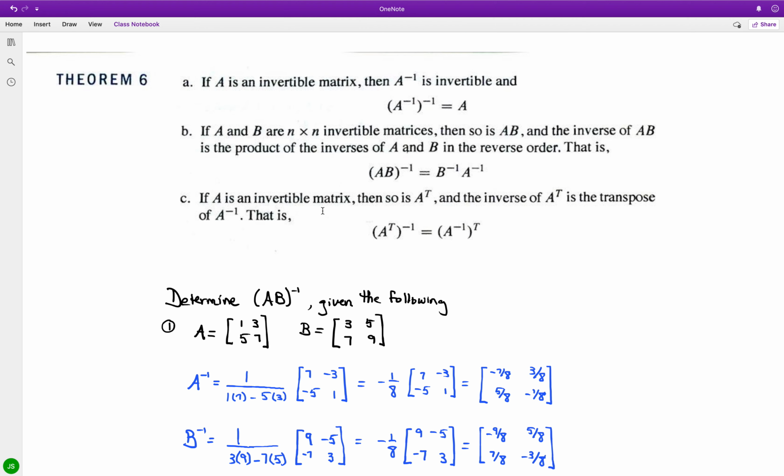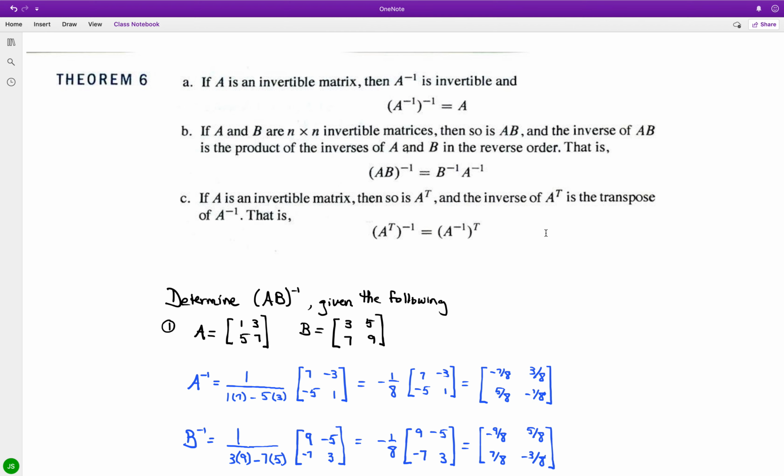All right, and also if A is an invertible matrix, then so is the transpose of A, and the inverse of the transpose of A is going to be the transpose of the inverse. So the inverse of the transpose of A is equal to the transpose of the inverse of A, and we'll be looking at samples of these last two items.